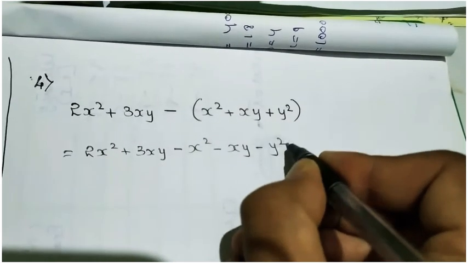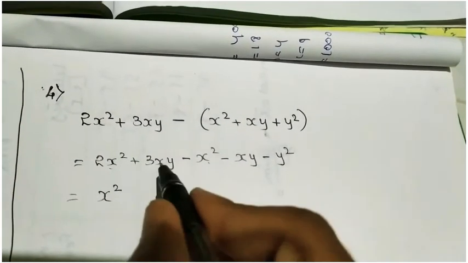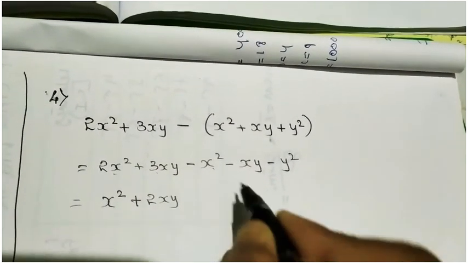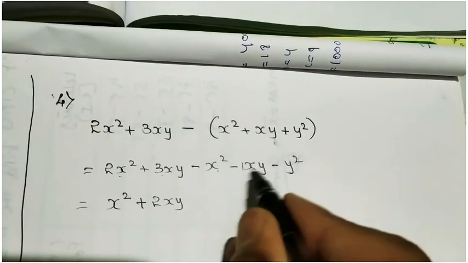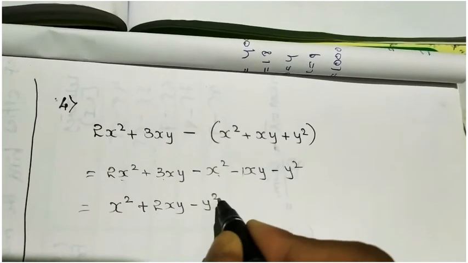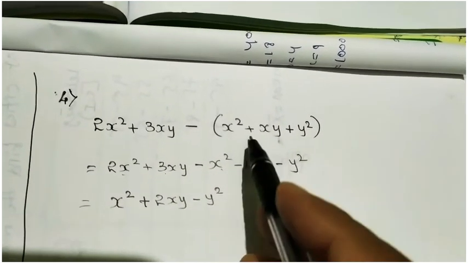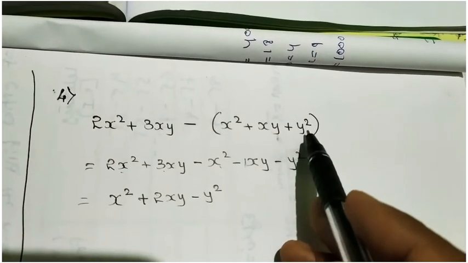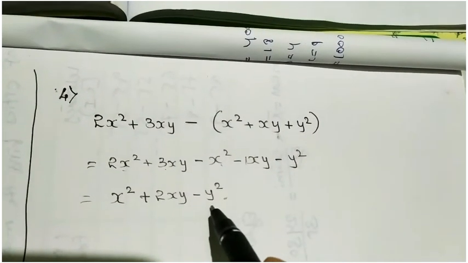minus y square. Okay, so 2x square minus x square, here we will get x square, and 3xy minus xy, here we will get plus 2xy. So if there is no number it means here it will be 1, 3 minus 1 it will be 2, and xy is xy. So next y square is left. Okay, so we have to add x square plus 2xy minus y square to the given number, that is x square plus 3xy plus y square, to obtain 2x square plus 3xy. Okay, so this is the required term.